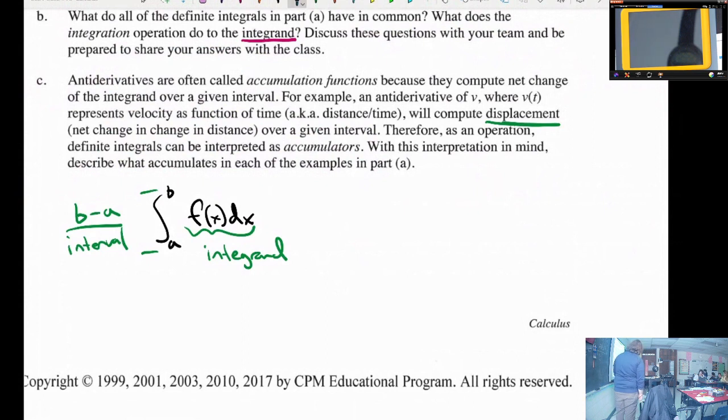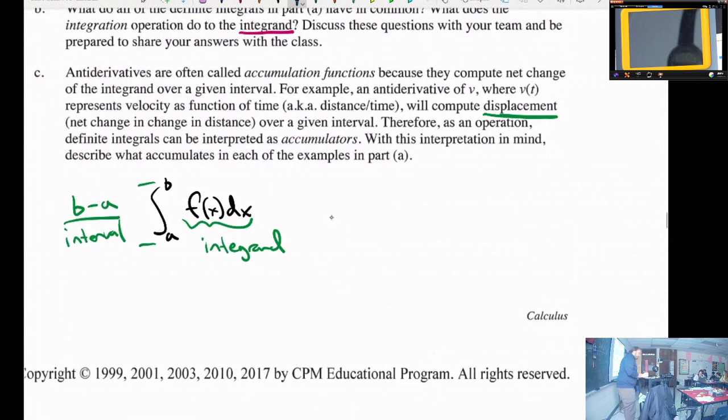From now on, we're going to be thinking about integrals as accumulators. They're going to be agents of change. How much stuff has been added to a situation, or in some cases, subtracted, because integrals can be negative also.